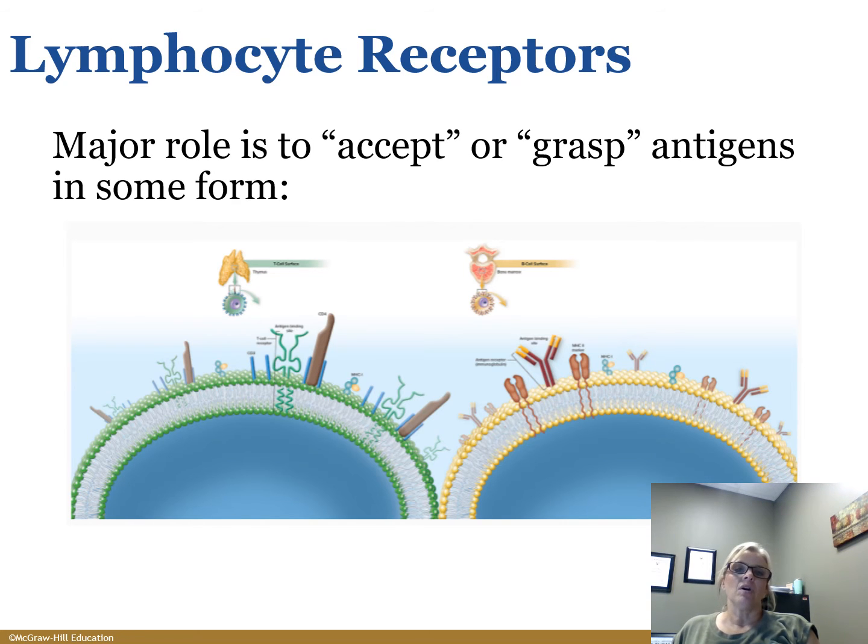Lymphocyte markers can also act as receptors. They have to accept or grab a hold of and grasp antigens. B cells have receptors that bind antigens. T cells have receptors that bind antigens that have been processed and complexed with those MHC, major histocompatibility complex molecules, on the presenting cell surface. The receptors have the capacity to respond to an infinite number of different antigens.